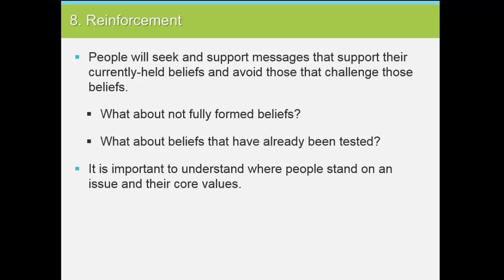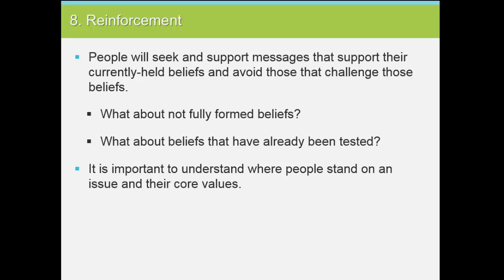Now, if that belief isn't all that fully formed, which can happen often with young people, you have an opportunity to change that belief. That's why so many health and political campaigns focus on young people. It's the best time to try to change beliefs and get people to adopt a healthy behavior or support candidates from a certain party.